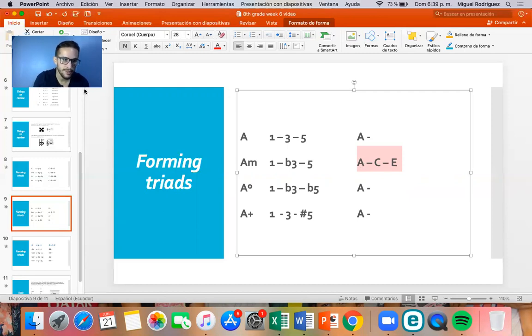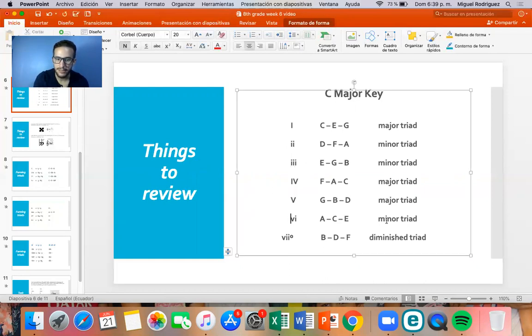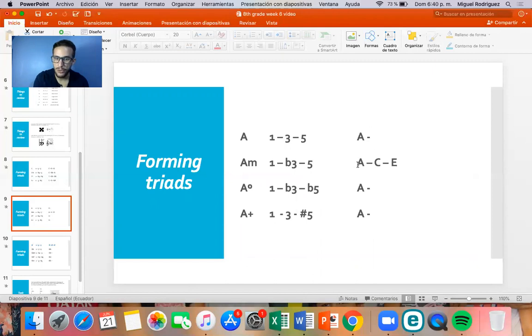Like here. Here we have ACE, it's minor, okay? You have memorized this already, so you have to know that this ACE is minor. So we put it here. So we're going to turn this into major, okay?